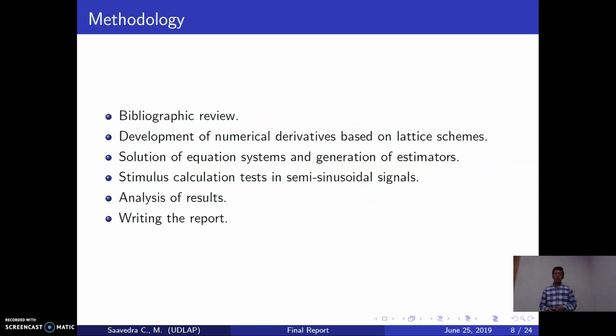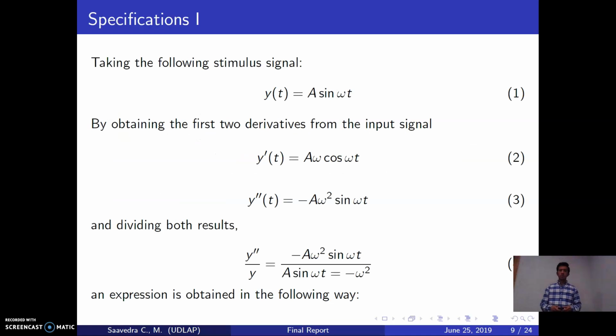Well, how are we going to do this? First of all, we have to review the bibliography of other methods already used. Then we have to develop these numerical derivatives. Then find a solution of these equation systems, and do tests. And then, after all, we have to analyze the results, probably with this MATLAB simulation.